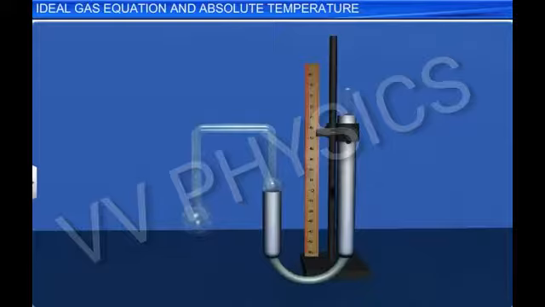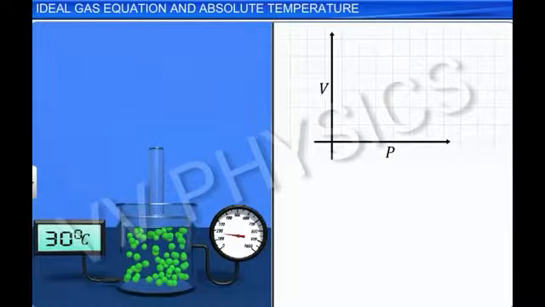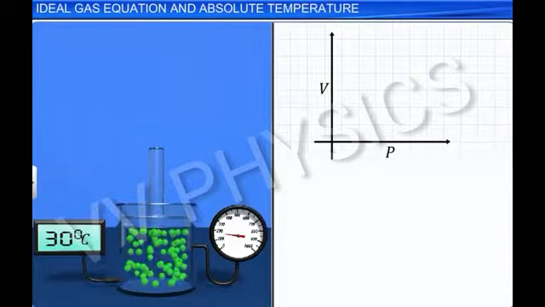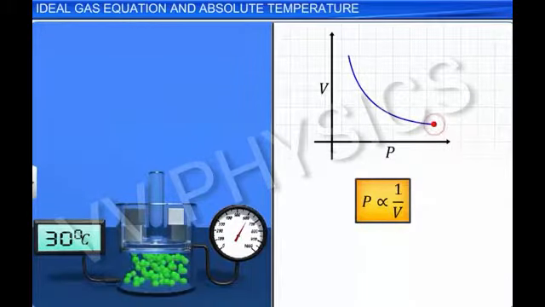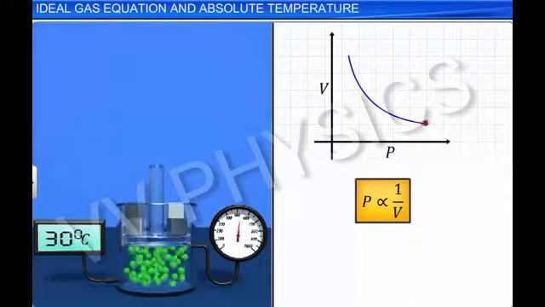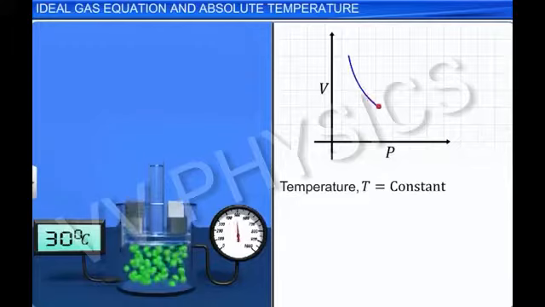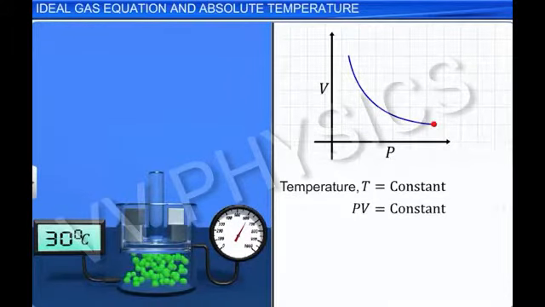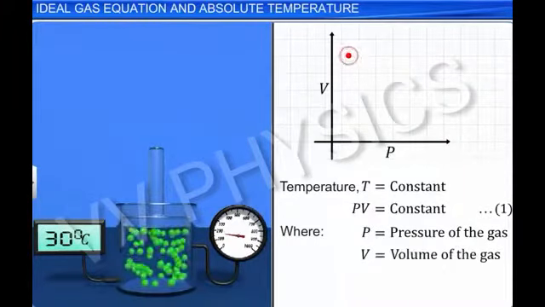A gas thermometer works on the basis of variation in the pressure or volume with the temperature of the gas in it. Boyle's law states that if the temperature of a given mass of gas is constant, then its pressure is inversely proportional to its volume. At constant temperature T, PV is equal to constant, where P is the pressure of the gas and V is the volume of the gas.